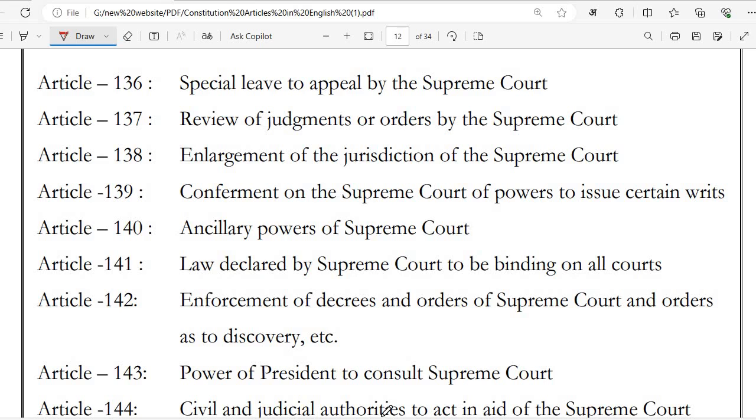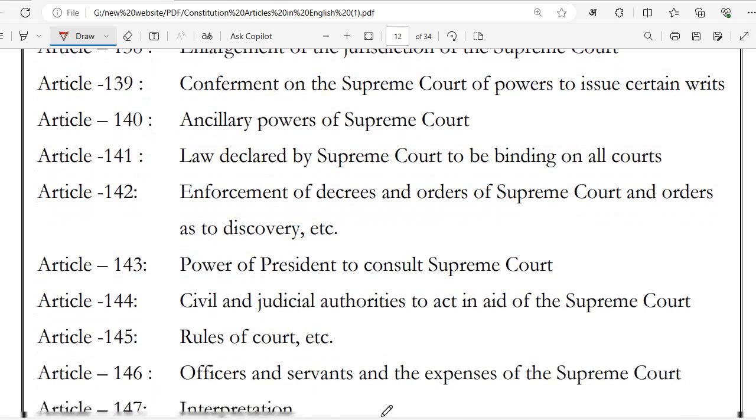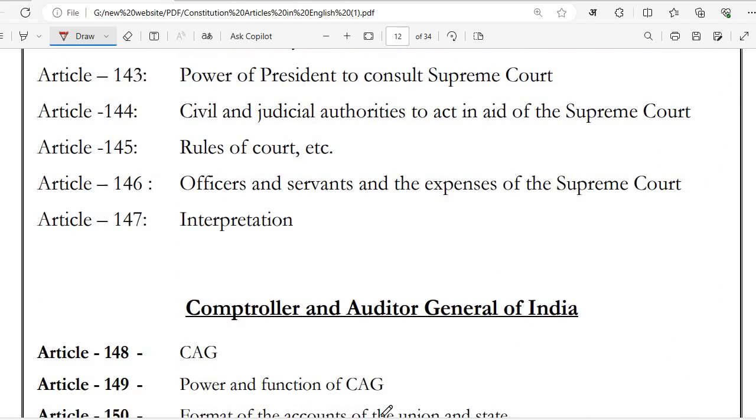Okay, these are not very important, but you must try to listen. Article 143, very important, power of the President to consult the Supreme Court. The President of India can consult the Supreme Court on various issues under this article.